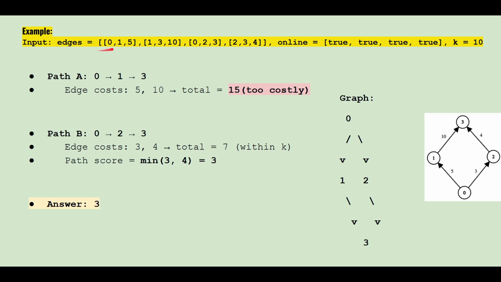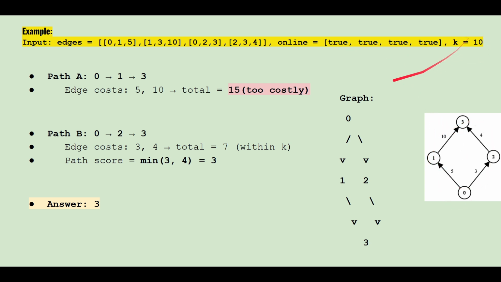You know what the edge is: 0 and 1, right? So if you see this graph, we have given 0 and 1. What is the cost? We have given cost 5, right? Again we have given 1 and 3. What is the cost? 10. So like this we have given all the edges that we have already discussed, and these tell whether a node is online or offline. In this case all the nodes are online, not offline.